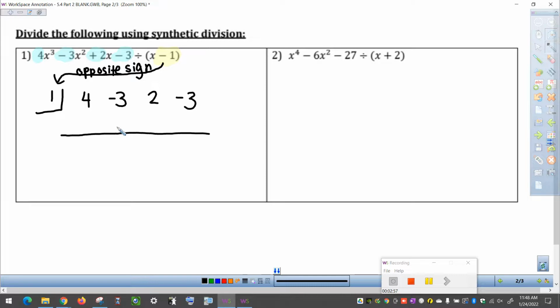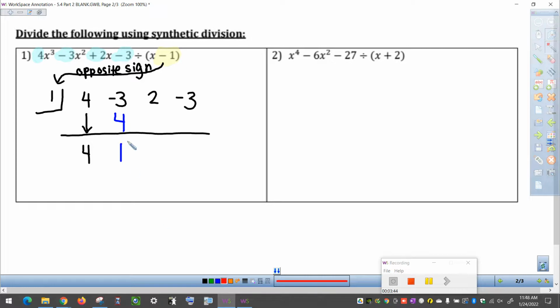Now listen and watch carefully. This is how the process works for synthetic division. We're always going to begin by bringing the first coefficient number straight down to the bottom of the line. In this case, we're going to bring down the 4. Then this 4 is going to multiply by the number in the box. So that 4 is going to multiply by 1, and we're going to put the answer right here in that position. In this case, 4 times 1 is 4. And now we're going to add the numbers in this column. So we're going to do negative 3 plus 4, which is 1.